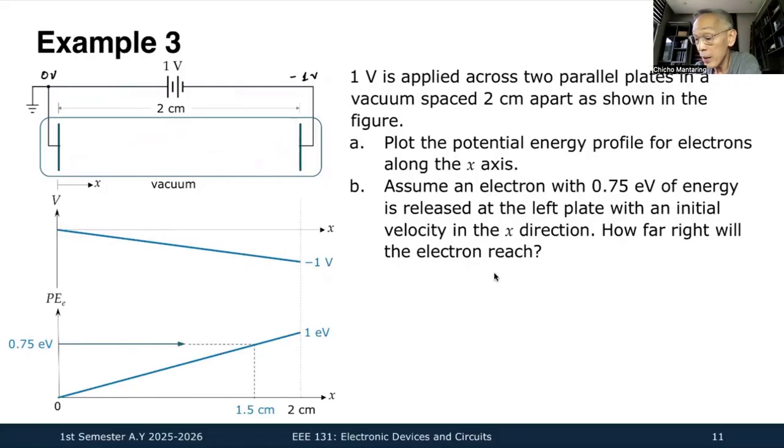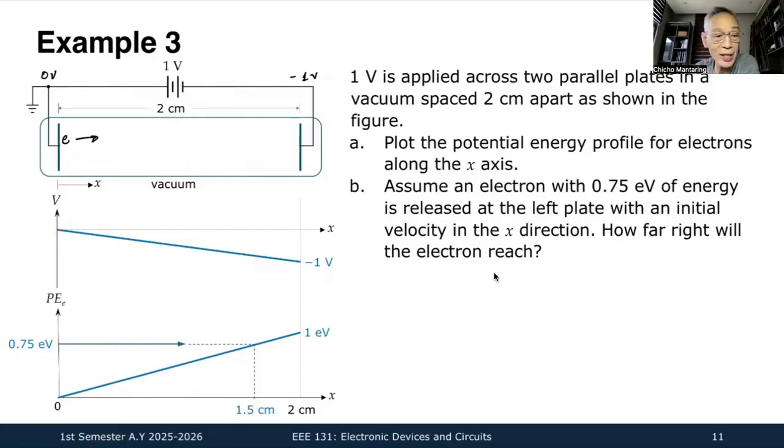Okay, what will be the potential energy for an electron? So you multiply that by negative q. This is negative, you multiply that by negative q. It will now be from 0 to 1 electron volt. Okay, so let's say I released an electron here with an initial velocity in this particular direction, and that electron has an energy of 0.75 electron volts.